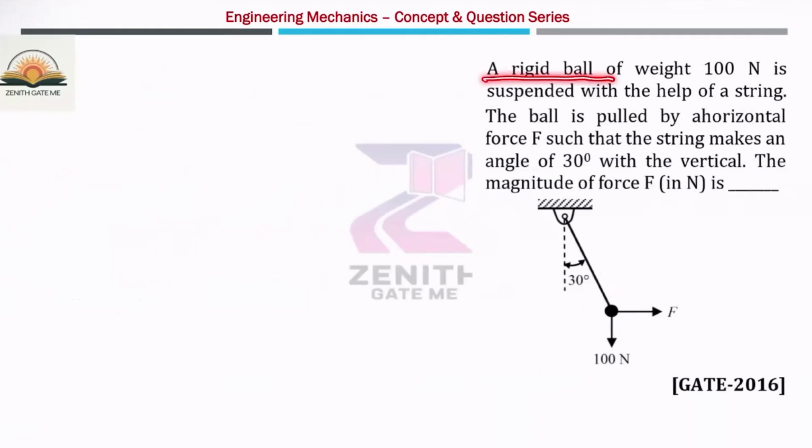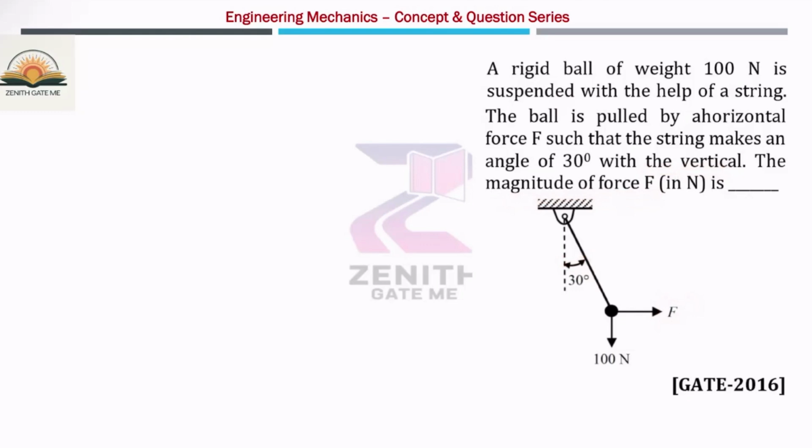A rigid ball of weight 100 Newton is suspended with the help of a string. Okay, so there is a rigid ball which is suspended with the help of this string. The ball is pulled by a horizontal force. You are applying some horizontal force such that the string makes an angle of 30 degree with the vertical. The magnitude of force you have to calculate.